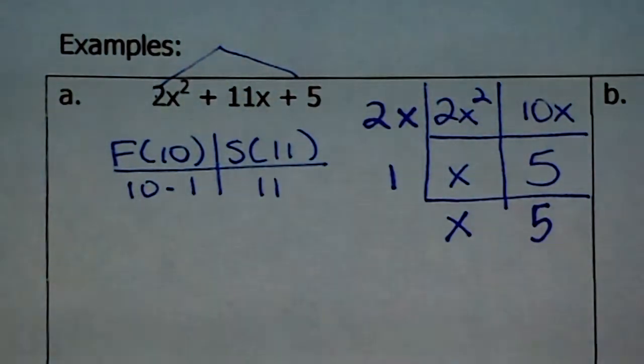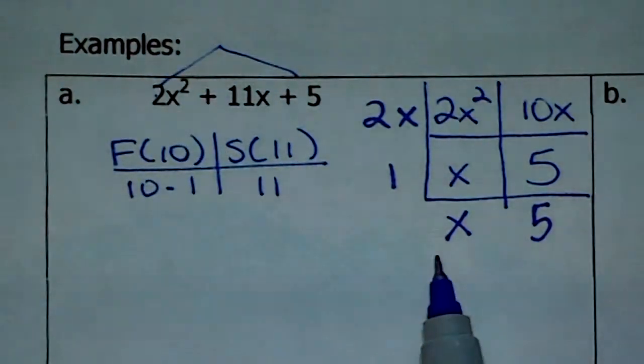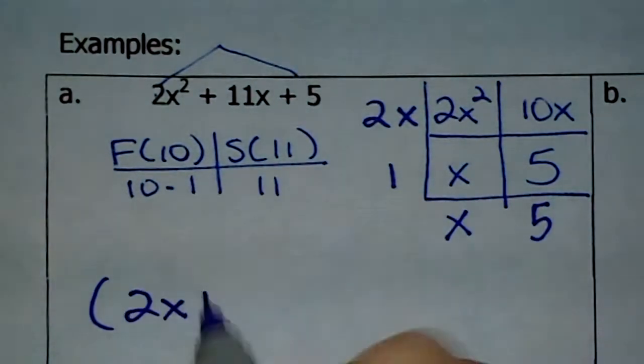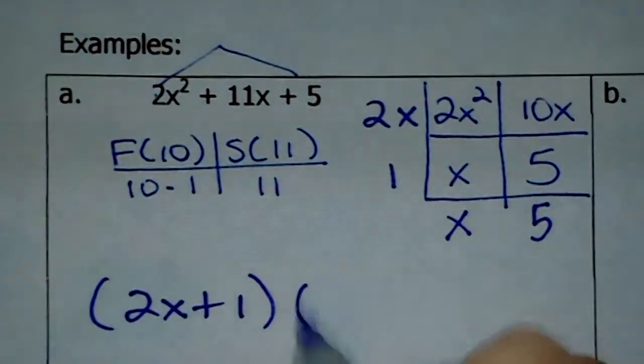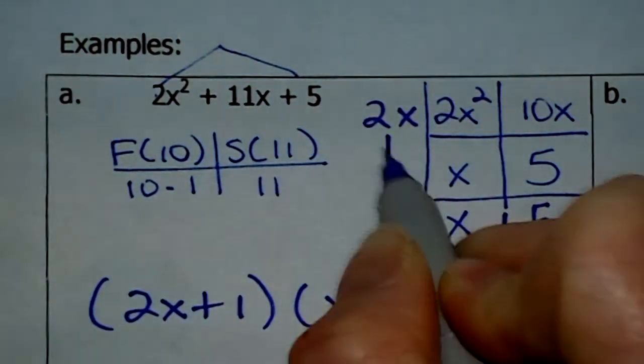Now I know this is a plus plus, and I should end up with a plus plus, so I have here 2x plus 1, and I have x plus 5. Because this is a positive 5, it means I would add.